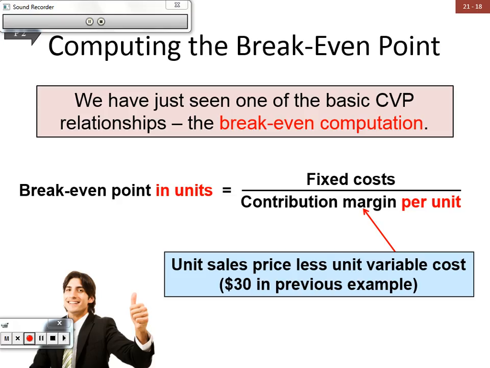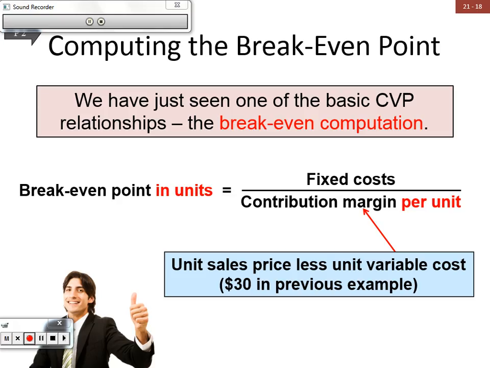Now, that was a break even in units. You also need to know how to do a break even in dollars, which we'll do in the next slide. But that's just showing you fixed cost divided by contribution margin per unit. If you don't have contribution margin per unit, you're going to have to figure out what first. You're going to have to figure out the selling price per unit, and then the variable cost per unit. If you do not have the contribution margin per unit, you need the selling price per unit, and you need to have the variable cost per unit. If you don't have the contribution margin, you need sales and you need variable costs in order to get that.